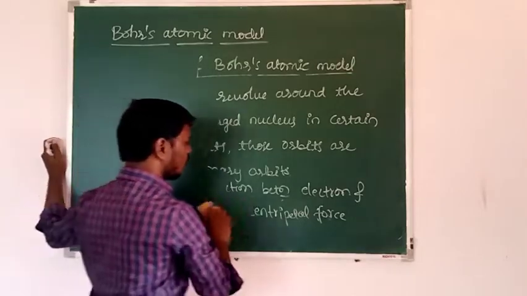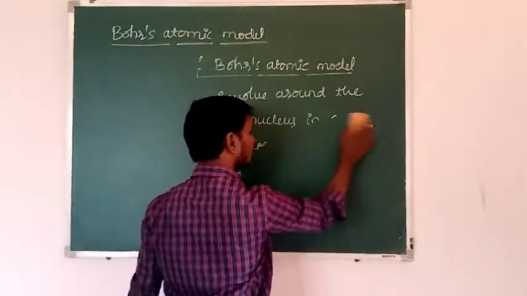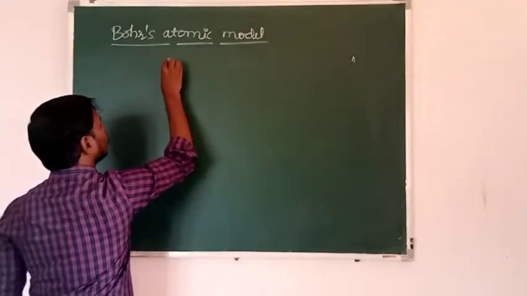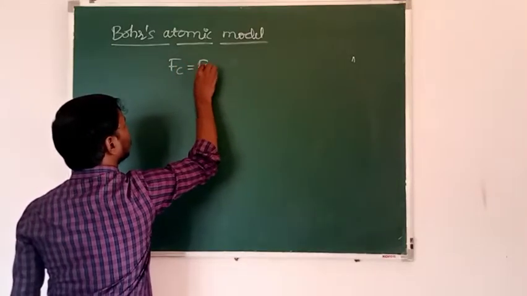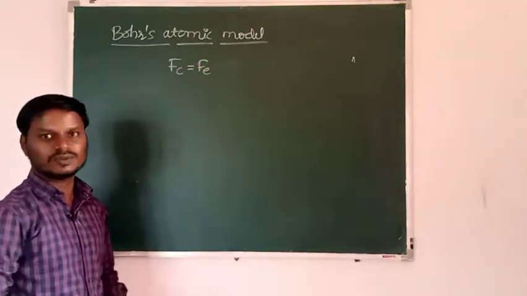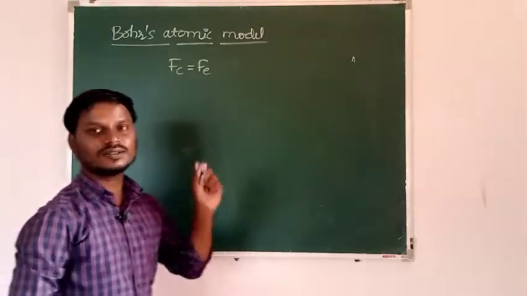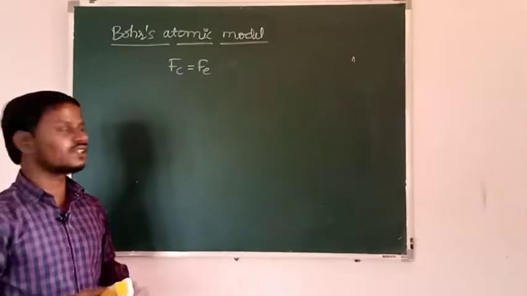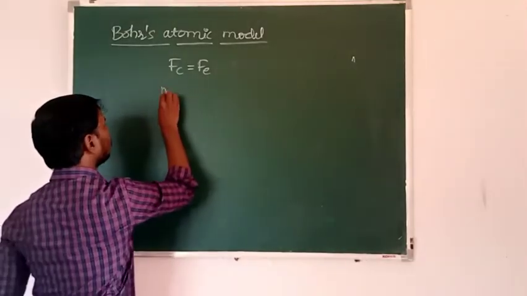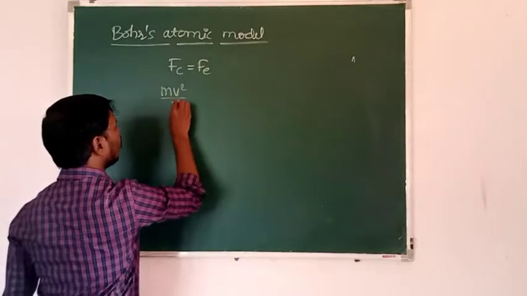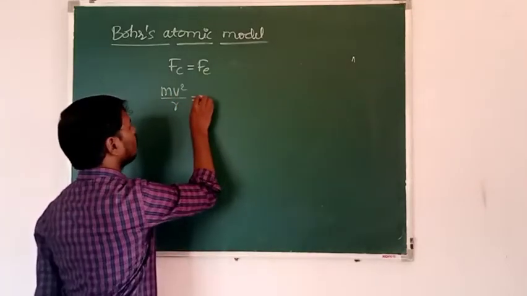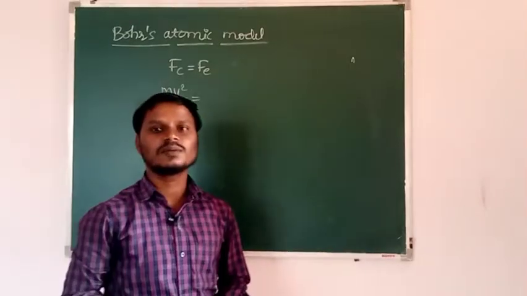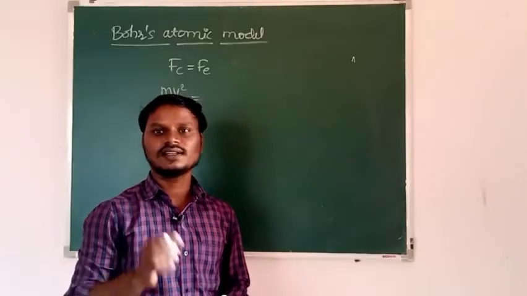See here. The centripetal force is provided by which force? That is the Coulomb force, means electrostatic force. Fc is equal to Fe. Fc means here centripetal force and Fe is nothing but electrostatic force, and that is also called Coulomb force. Already you know what is the expression for the centripetal force? mv square divided by r. That is equal to, what do you mean by Fe here? Fe is nothing but electrostatic force. It is the force of attraction between the nucleus and an electron.